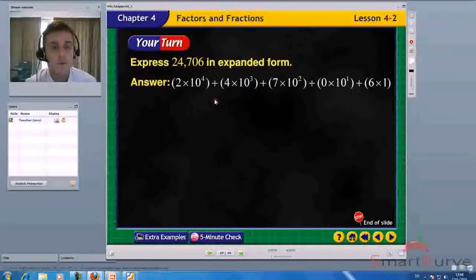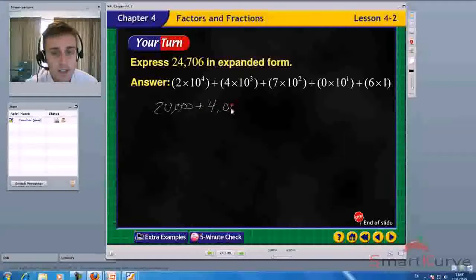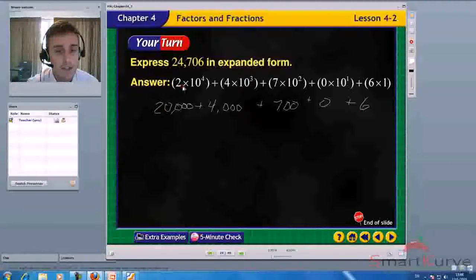Now, express 24,706 in expanded form. Well, it's 20,000 plus 4,000 plus 700 plus 0 plus 6. 20,000, 2 times 10 to the 4. 4,000, 4 times 10 to the 3. 700, 7 times 10 to the 2. 0 tens, 0 times 10. 6, 6 times 1.